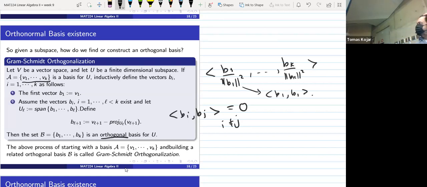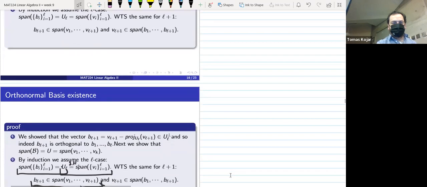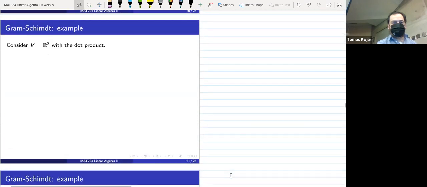All right. So let's do an example of this procedure. We proved this result yesterday. So let's first do R3 and then I will do polynomials.